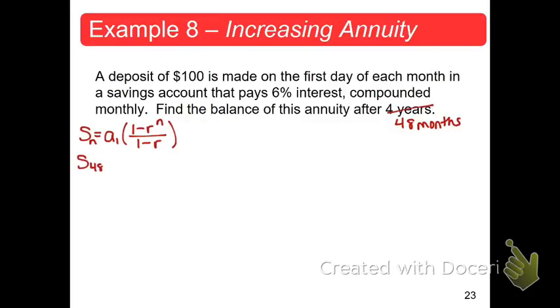Do we know our first term? Would it be 1? No, it's not going to be 1. Well, we'll look at it. And do I know r? No. And I know n is 48, right? Yes. All right, so we have to do some work to do this.